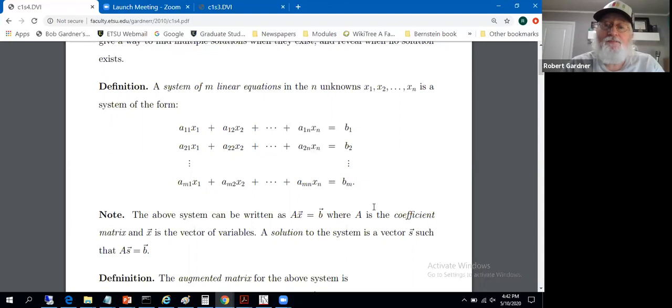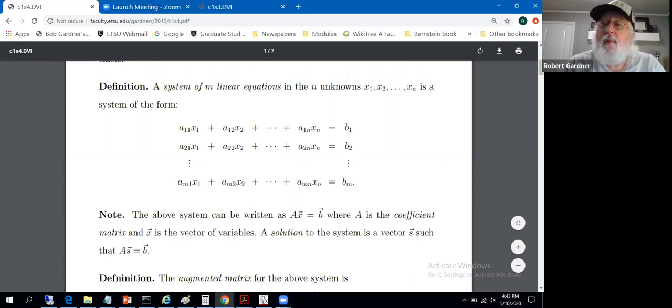And a solution to this system of equations is some vector S. So we found numbers, which we can plug in for the X's, such that AS equals B. So we're looking for solutions. This parameter S is just mentioned in this particular note, arguably definition. We're solving for the X's. That's the puzzle in all of this stuff. And we will do so using some matrix ideas.